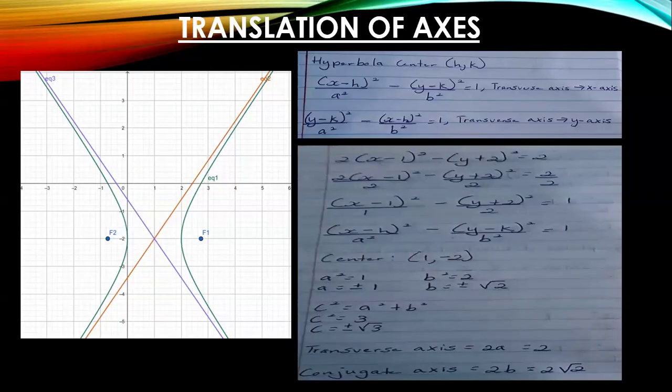Now we're going to look at the translation of axis. So the translation of a hyperbola, translation of axis. We have the hyperbola centered at (h, k), so we have it in this form here. When we have a negative y, in this case, if you look here, you'll see a negative y there. The transverse axis is going to be the x-axis, right? By using this diagram here, we can see our transverse axis. That is our transverse axis here.